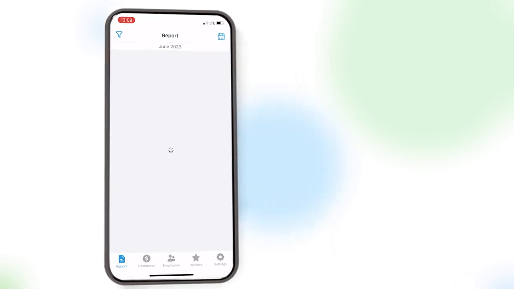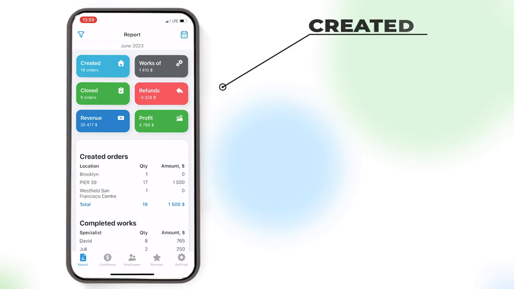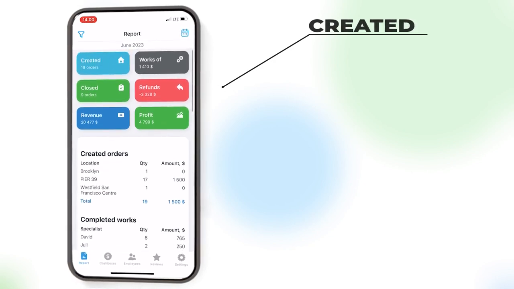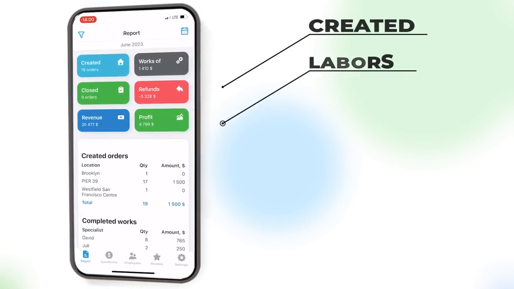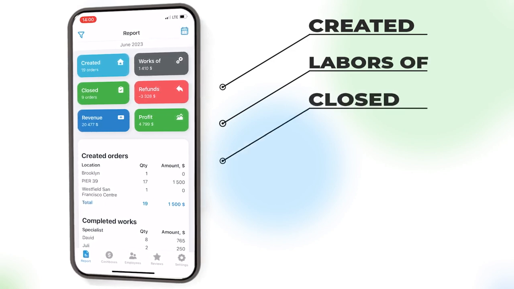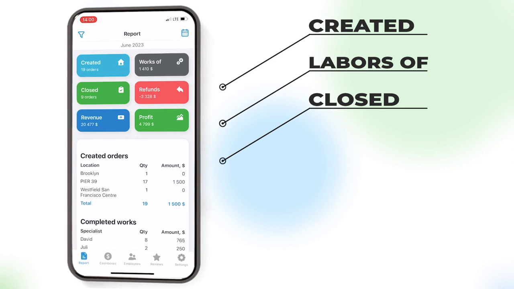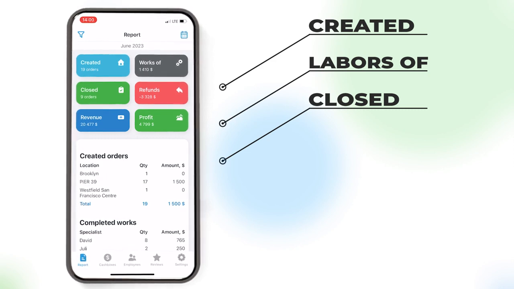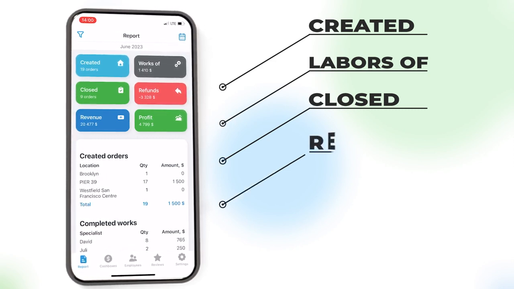Now let's take a closer look at the metrics. Created displays the number of created work orders. Works displays the total amount of labors added. Closed displays the number of closed work orders. These are work orders that were transferred to the closed and dropped off status groups.